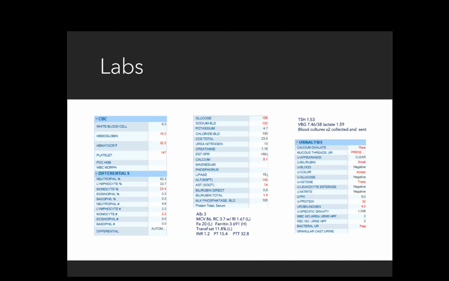We sent blood cultures and urine cultures, and we have the UA. For that dark urine, there was no hematuria. Red blood cell count was 2, but there was a little bit of urobilinogen and negative leukocyte esterase or nitrites. Okay.